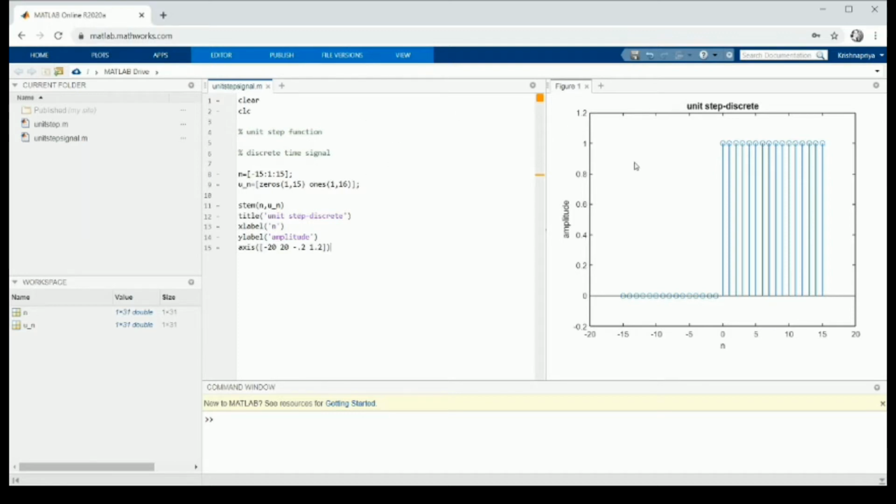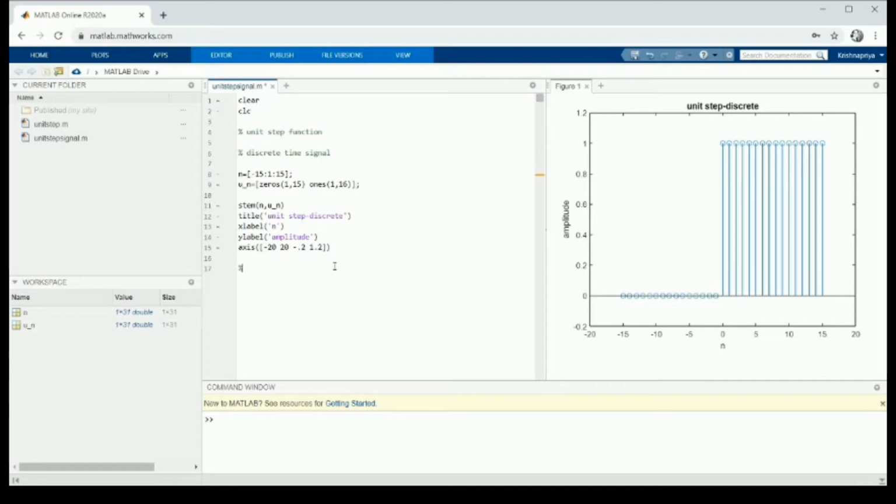Here, now the graph is more clear. That is, we have given the title of the graph and we have labeled the y-axis and x-axis, and it is clear that we have obtained the output signal from minus 15 to minus 1 as 0, and from 0 to 15 we have obtained 1 as our output signal. Okay, now we have completed the discrete time signal. Next, we have to plot the continuous time signal.